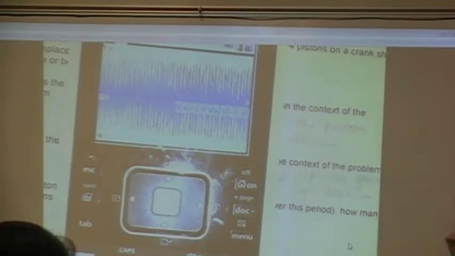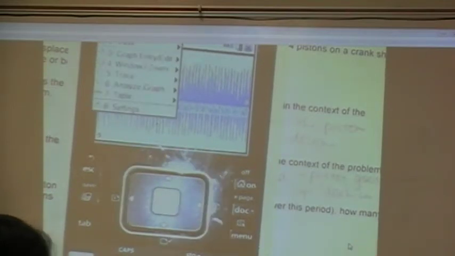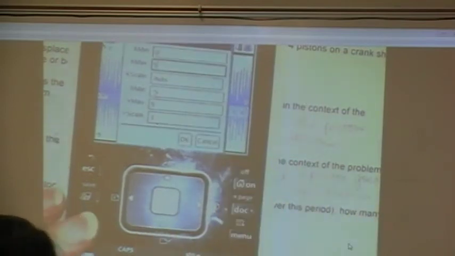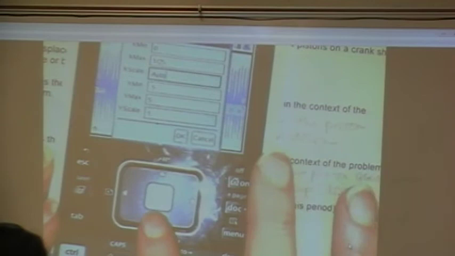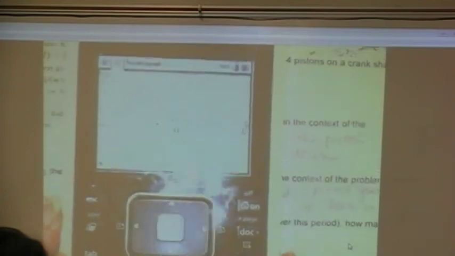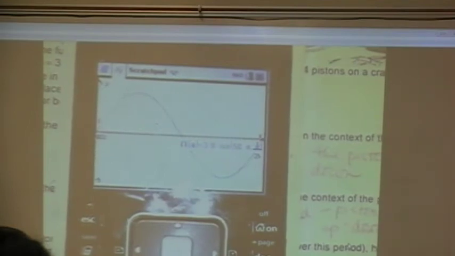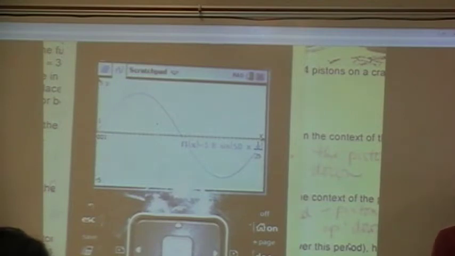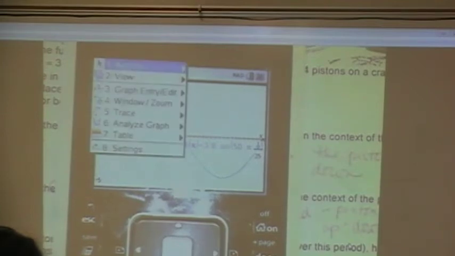As a matter of fact, 1 cycle completes in 1/25th of a second. So if I wanted to see just 1 cycle, I could go to my window and go from 0 to 1/25th. And that will show me just 1 cycle. But this actually said it wanted to see several cycles. How many cycles should we see? 3. Okay, so let's do 3/25ths, because that should show 3, right?